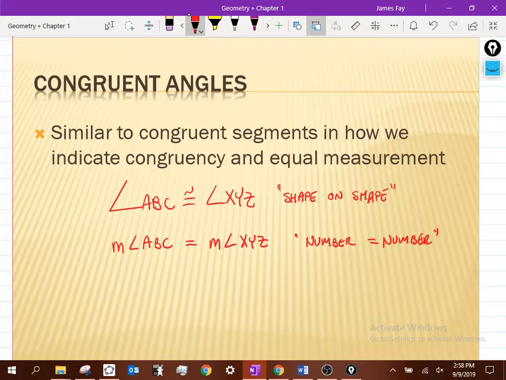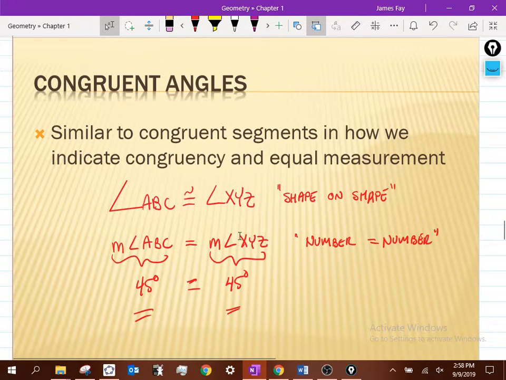So a specific example of this, maybe measure of angle ABC is 45 degrees. Then what would that tell me measure of angle XYZ is? Also 45 degrees. And we see there's our number equal to a number. Okay, so those two things in notation, we approach them a little bit differently, right? Angle ABC congruent to angle XYZ encapsulates not only the same shape, but same measurement. This just tells me two numbers are equal. Okay?